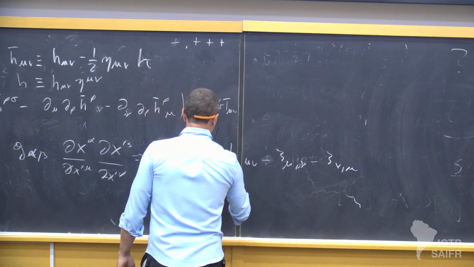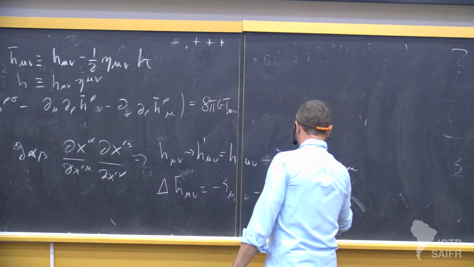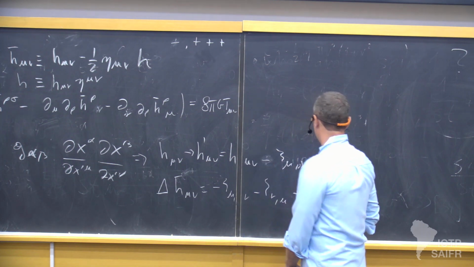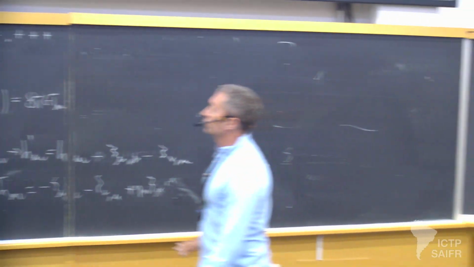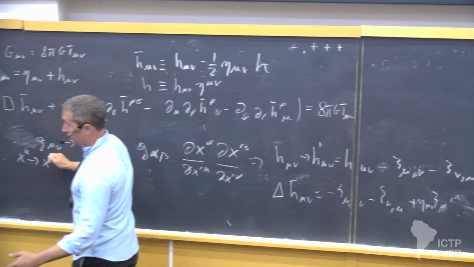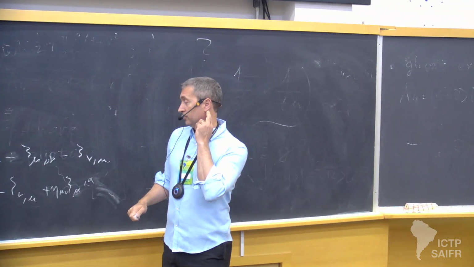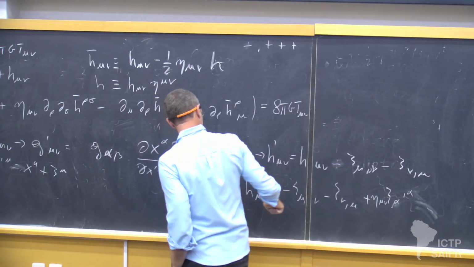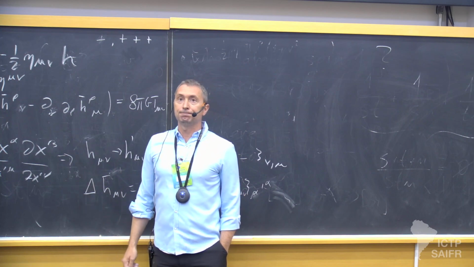Let me write just the transformation. There will be minus xi mu nu minus xi nu mu plus xi mu, the divergence on eta mu nu, without the 1/2. Hopefully. Yes, without the 1/2. Okay. So this is a gauge transformation. This is a coordinate transformation in general relativity, and h or h bar inherits this for a linearized transformation. You can check that if you apply this transformation to this left-hand side, the left-hand side stays invariant.